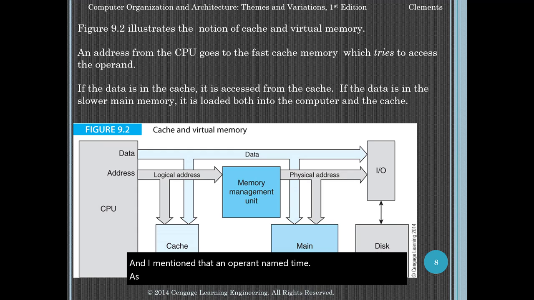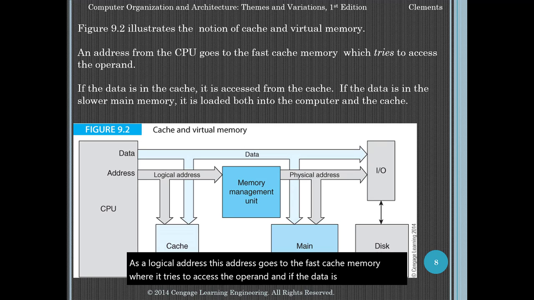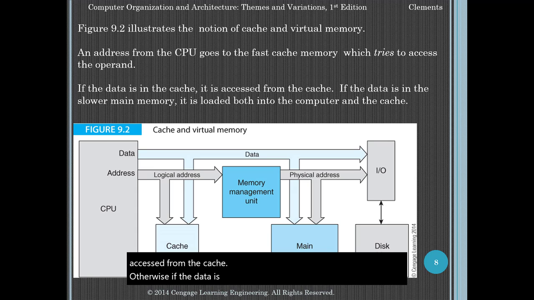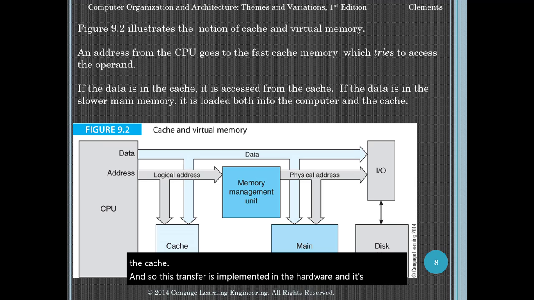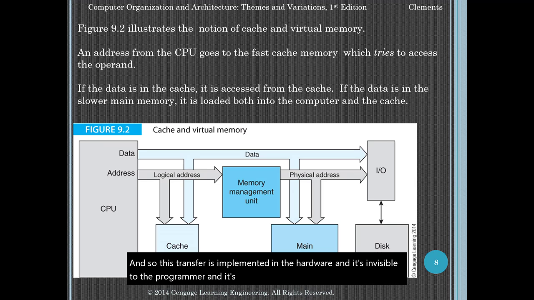as a logical address. This address goes to the fast cache memory where it tries to access the operand. And if the data is in the cache, it's accessed from the cache. Otherwise, if the data is in the slower main memory, it'll be brought from the main memory and loaded both into the computer and into the cache. This transfer is implemented in the hardware, and it's invisible to the programmer and to the operating system, because again, that cache memory is managed automatically by the hardware.